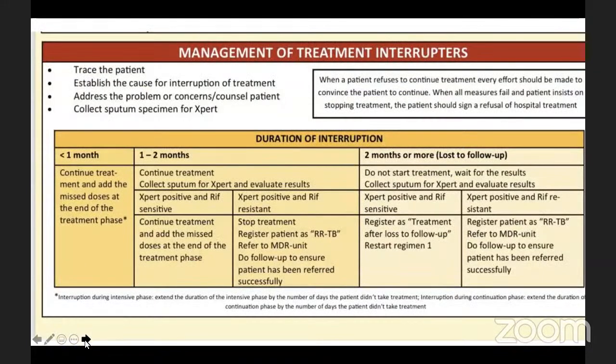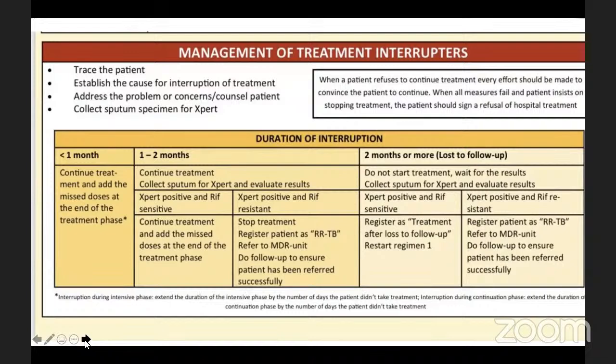We know in our setting, not everyone adheres and takes medication. Some, because of the social circumstances, they stop and they will tell you, no, I didn't have money for transport, or I was away. I couldn't travel from KZN, from one province to another province. So what do we do when we have patients like that?